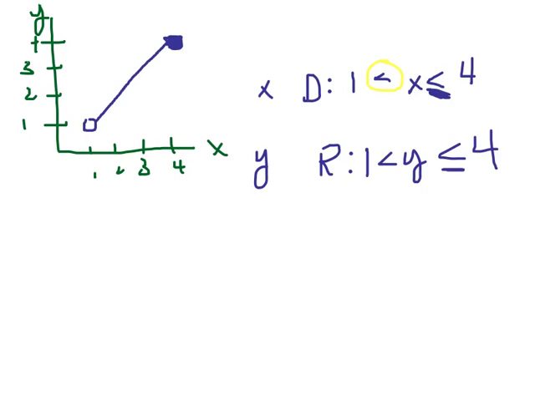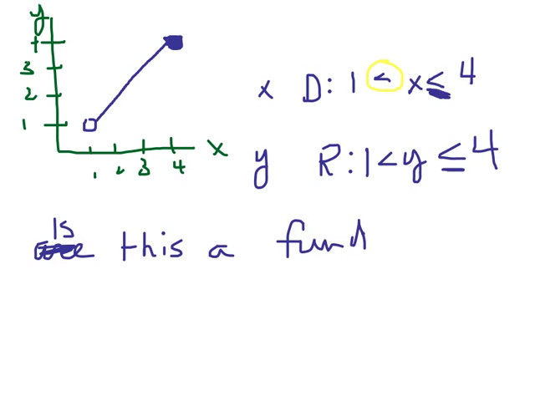Now, here's another thing. They have been asking us, are these functions? Let me put, is this a function? You can kind of think about taking your ruler now and moving it across. If you move your ruler across, does each x value you hit only hit 1 point, only hit 1 y value? It does, doesn't it? These are functions because each x value only has 1 y value.